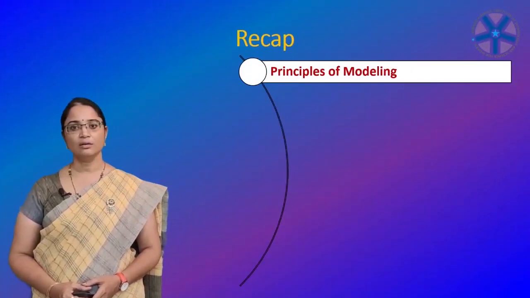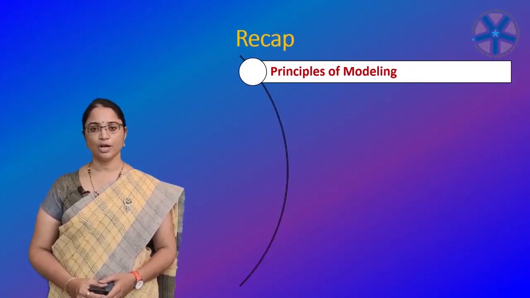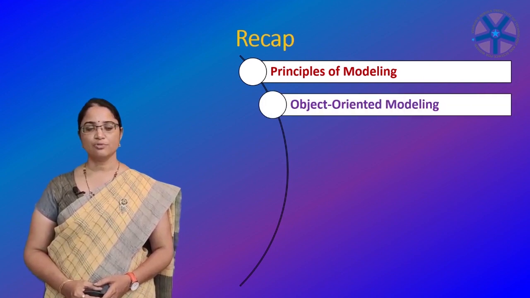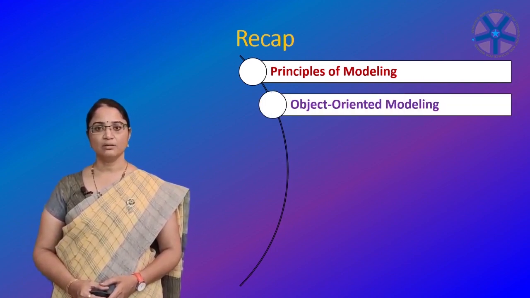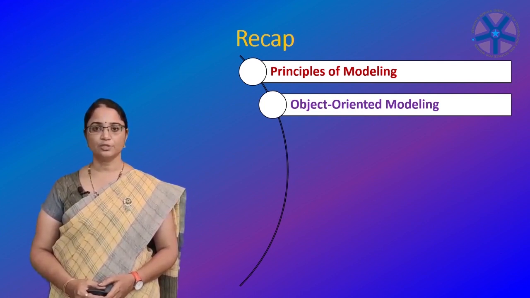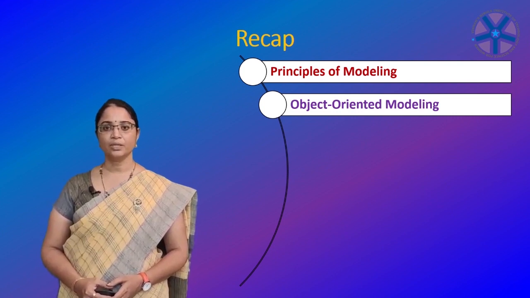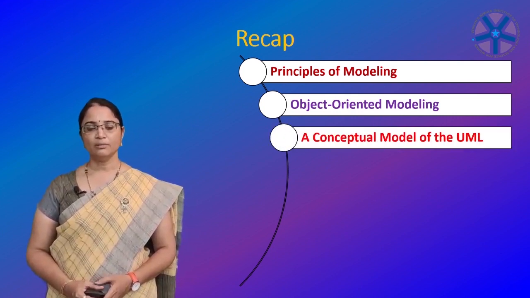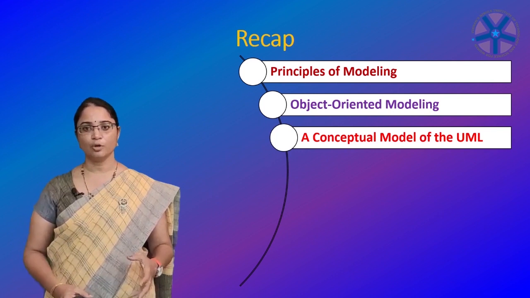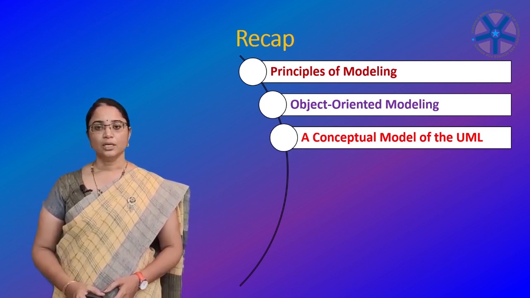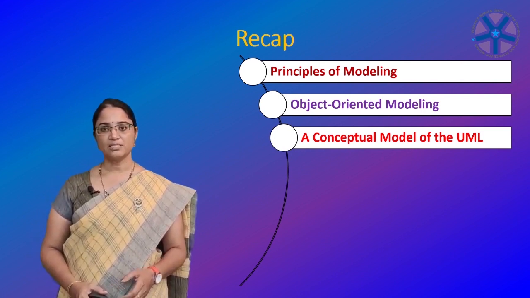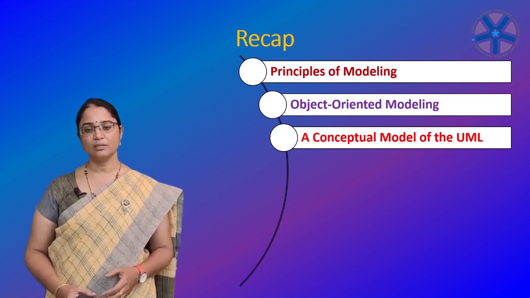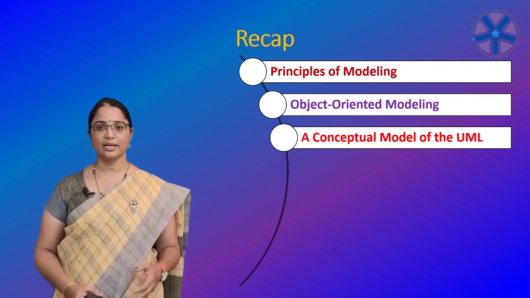We have seen the principles of modeling. In that we have seen 4 points. Next we have seen object-oriented modeling. The two most common ways are from an algorithmic perspective and from an object-oriented perspective. That's what we have discussed here. A conceptual model of the UML. Here we have discussed the building blocks of the UML. In the building blocks of the UML, we have seen the vocabulary of the UML encompasses 3 kinds of building blocks. Those are things, relationships, and diagrams.